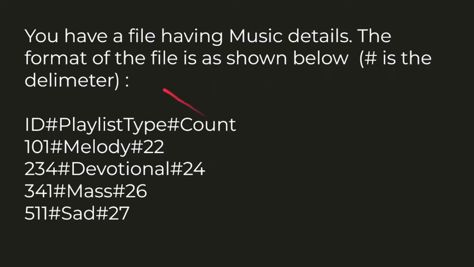Coming to the question, here they have given, you have a file having music details. The format of the file is as shown below. Hash is the delimiter. That is, hash is the field separator. You can see here, hash is separating the fields ID, playlist type, and the count. So this will be treated as the first column, this the second column, and the count will be treated as the third column.